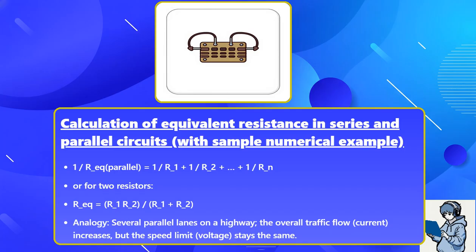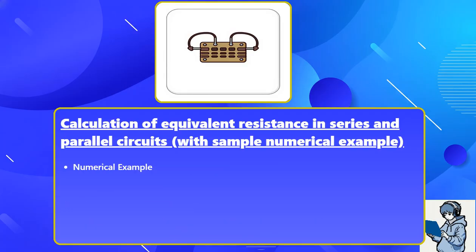Analogy: several parallel lanes on a highway. The overall traffic flow, current, increases, but the speed limit, voltage, stays the same. Numerical example. Suppose we have three resistors. R1 equals 100 ohms, R2 equals 220 ohms, R3 equals 330 ohms.